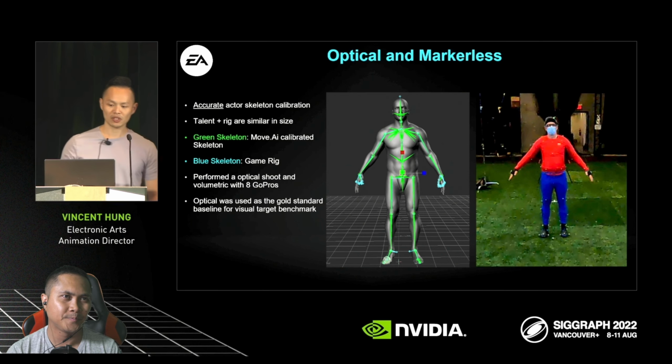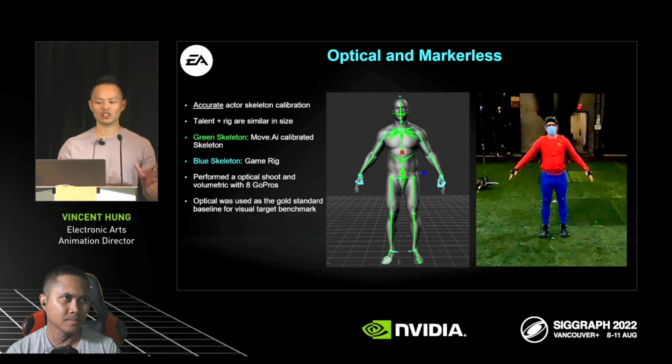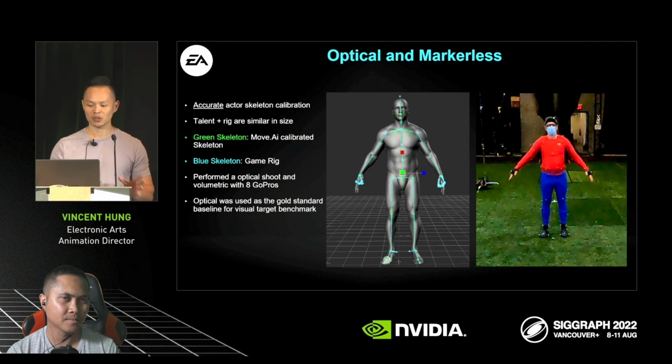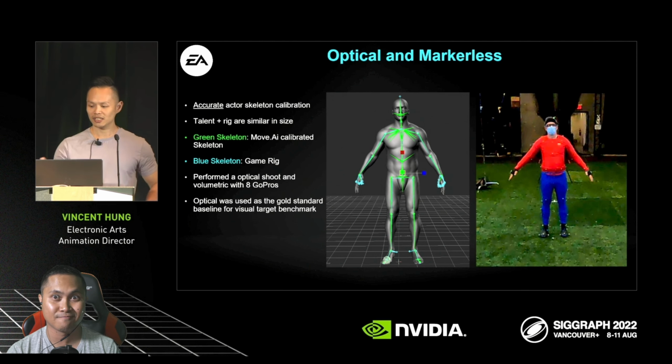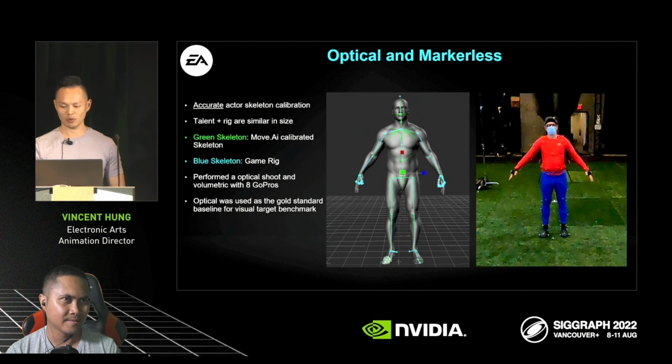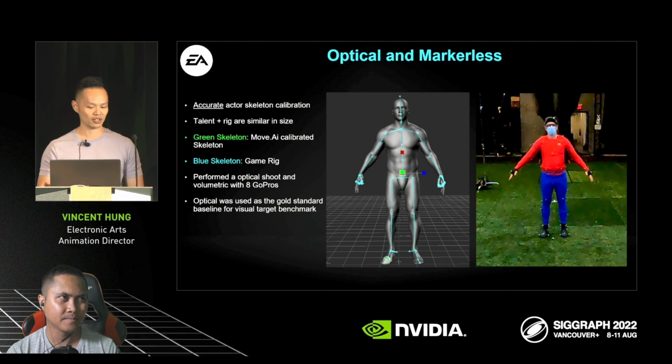I'm going to start off with what we did in the early stages, which was a very controlled test. By a controlled test, I mean we did an optical and markerless test. You can see the talent wearing the red shirt and the blue pants. He's going to be captured volumetrically with 8 GoPros. But you can also see markers on him. So it's a one-to-one direct comparison where we can see the same timeline, same timecode, and we can really see the differing results.